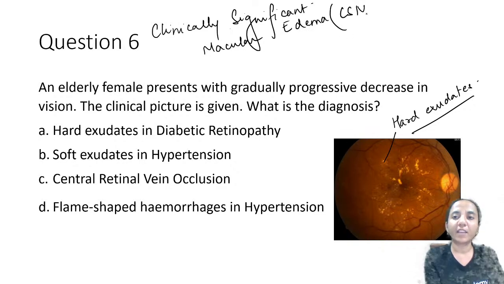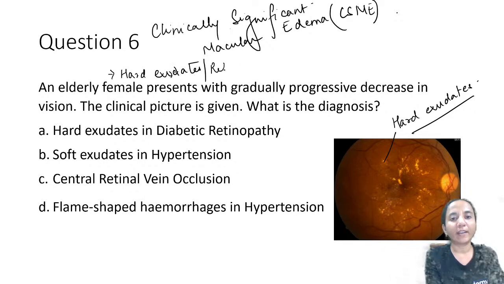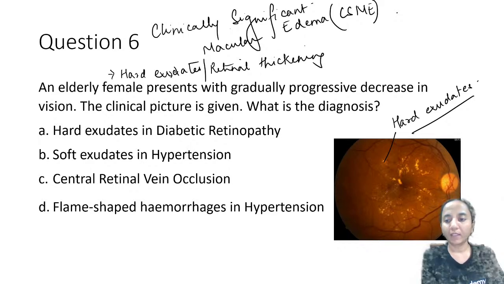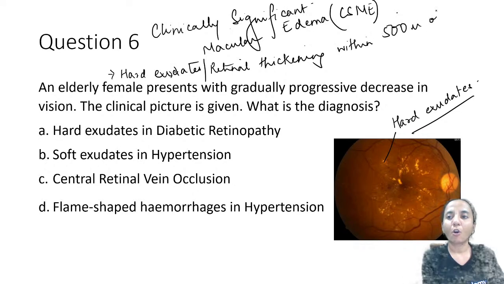So this is a very important entity, which means that you will have hard exudates or retinal thickening within 500 microns of the center of the macula. So here, see, you have hard exudates or retinal thickening within 500 microns of the center of the macula.